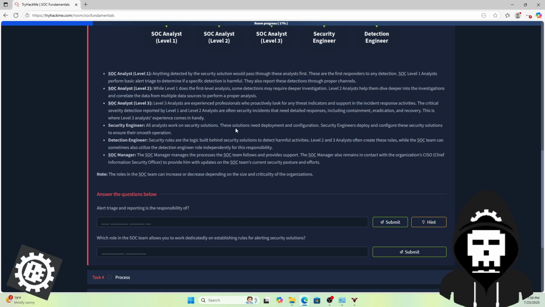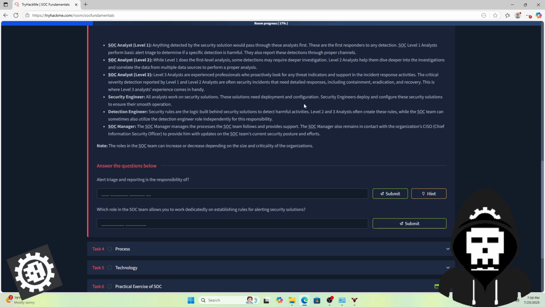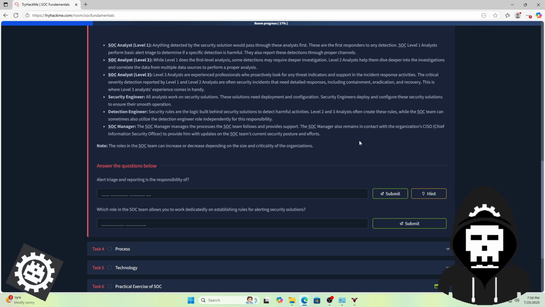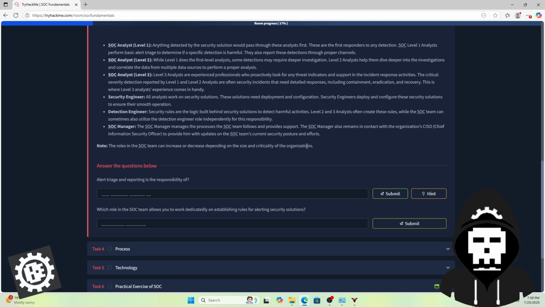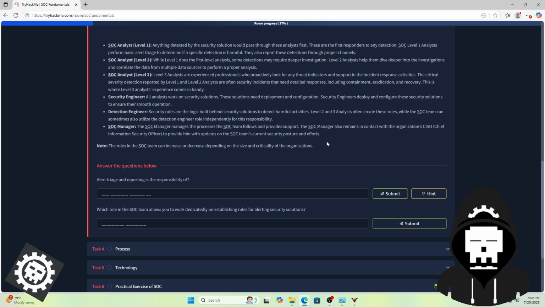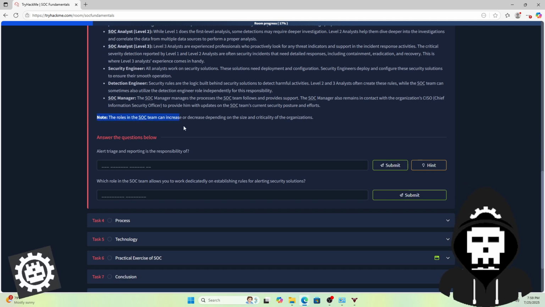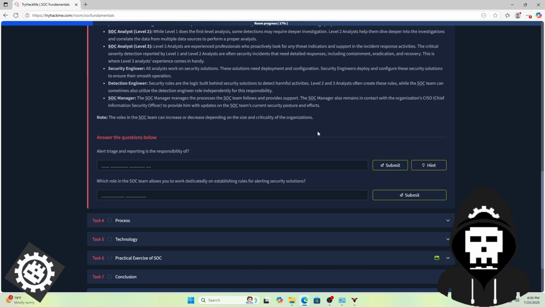Anyways, we also have a SOC manager, and they are in charge of everybody that was listed above. They remain in contact with the organization's CISO, depending on the size of your organization, and provide them with updates and certain metrics. So, please note, roles in the SOC team can increase or decrease depending on the size and criticality of the organizations, which is kind of what I was saying before.